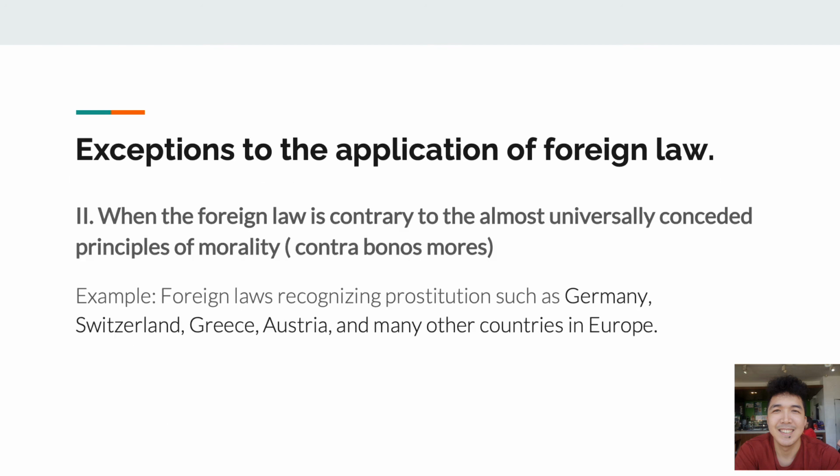2. When the foreign law is contrary to the almost universally conceded principles of morality, or what we call contra bonos mores. Example: foreign laws recognizing prostitution such as Germany, Switzerland, Greece, Austria, and many other countries in Europe.